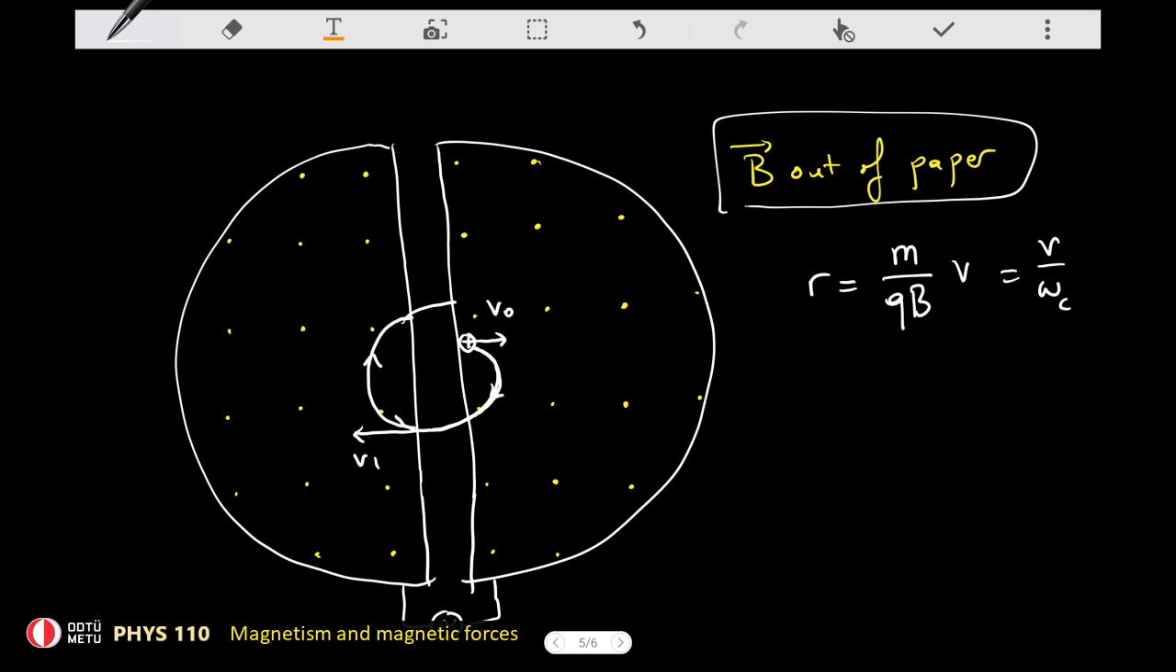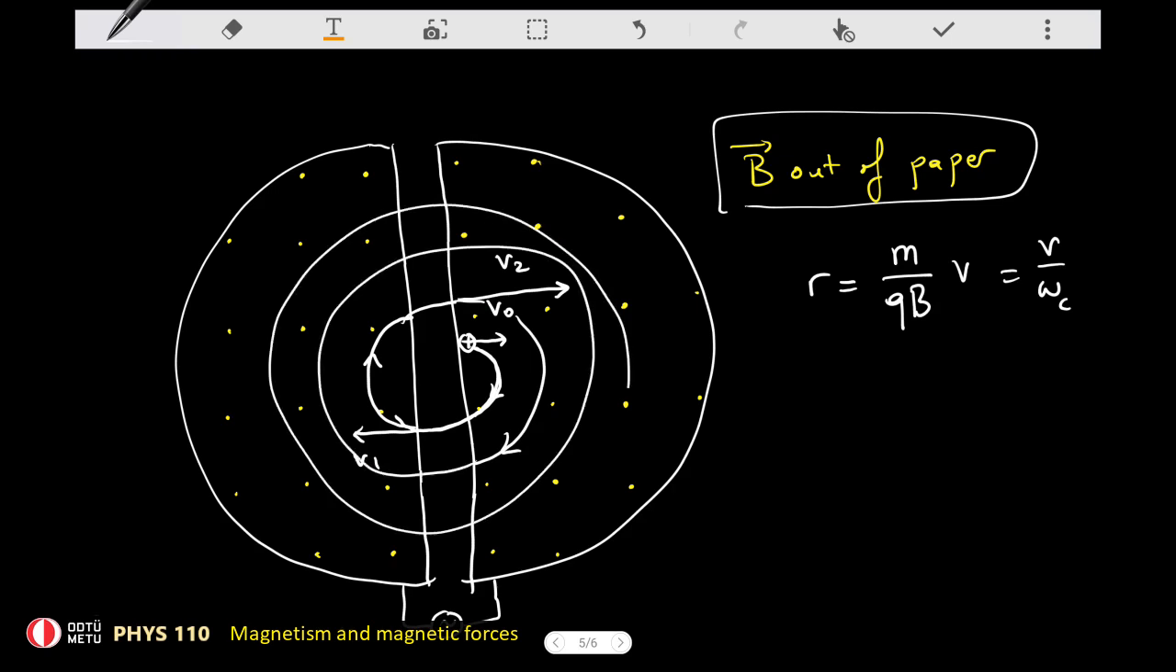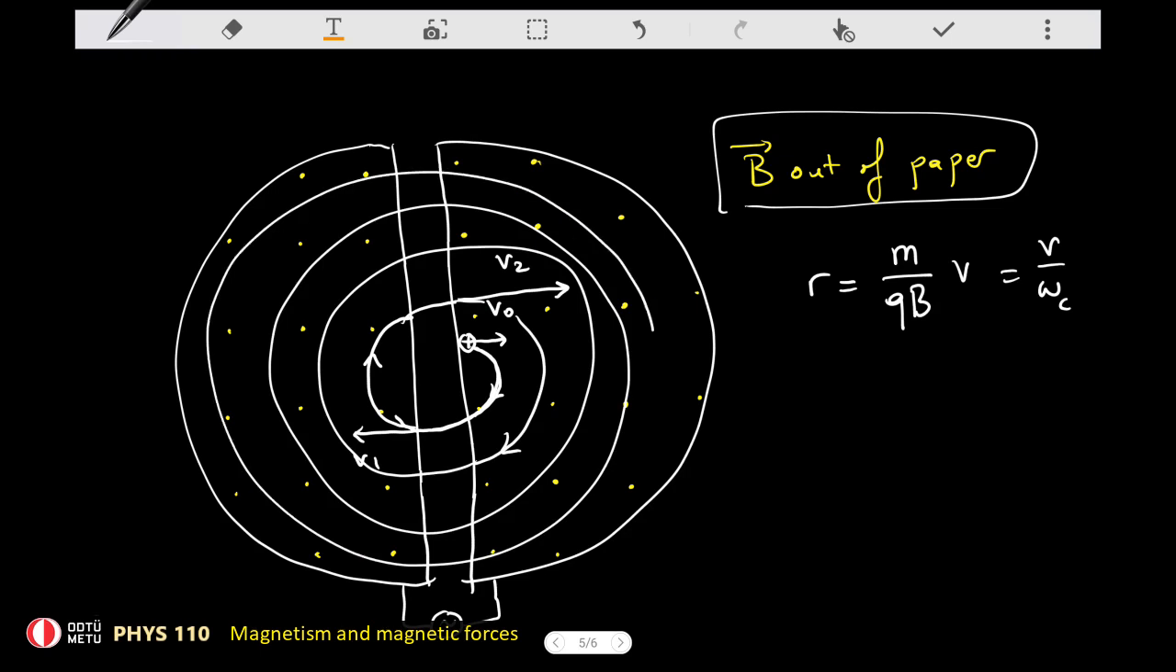When it passes through the gap region a second time, of course, it's going to speed up. So it's going to have a bigger speed here, and therefore it's going to follow a trajectory with a bigger radius, and so on. So this particle is going to do a spiral-like motion. Eventually, of course, it's going to get out of the device.